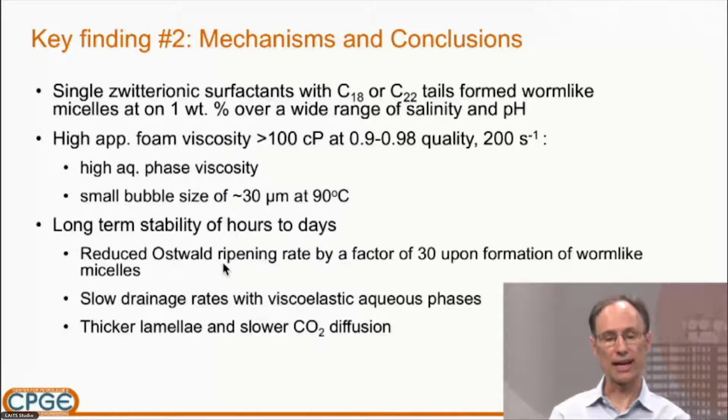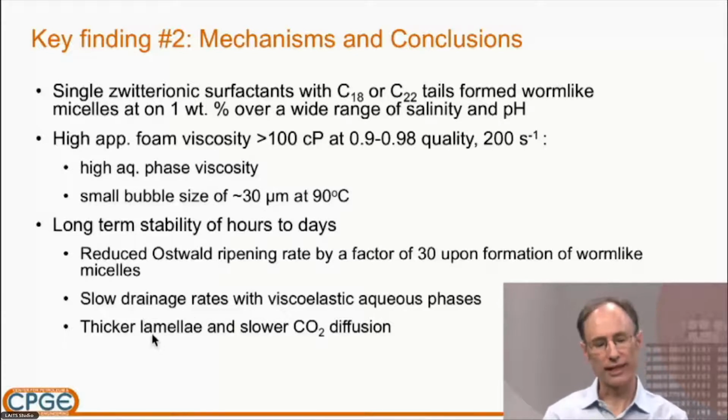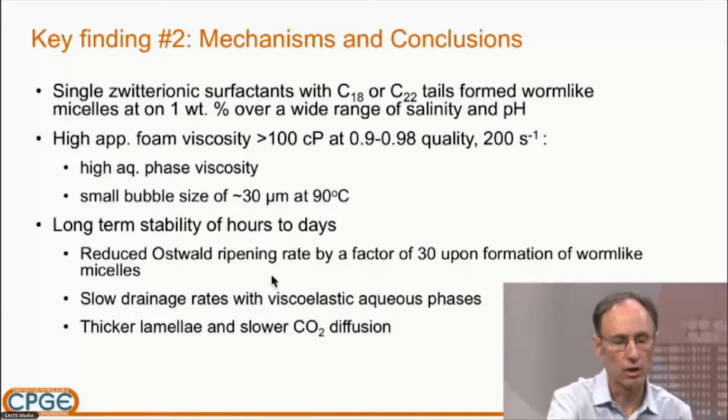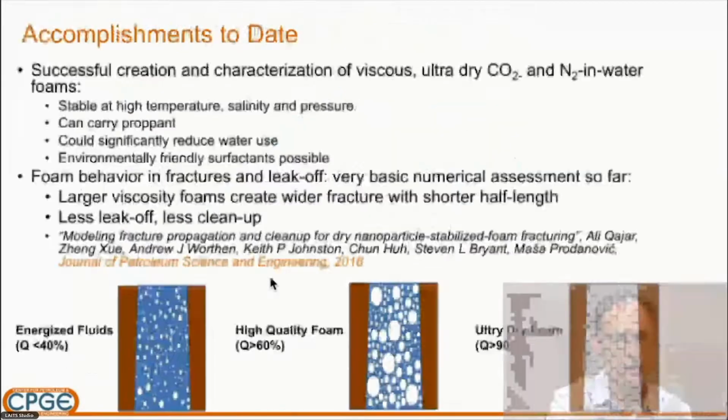So they're stable from hours to days. We reduced a mechanism called Ostwald ripening by a factor of 30 by forming these micelles. And with the slow drainage rates, the viscoelastic phases keep the thick films that prevent these foams from breaking down, and they maintain thick lamellae that lead to slow CO2 diffusion and slow Ostwald ripening.